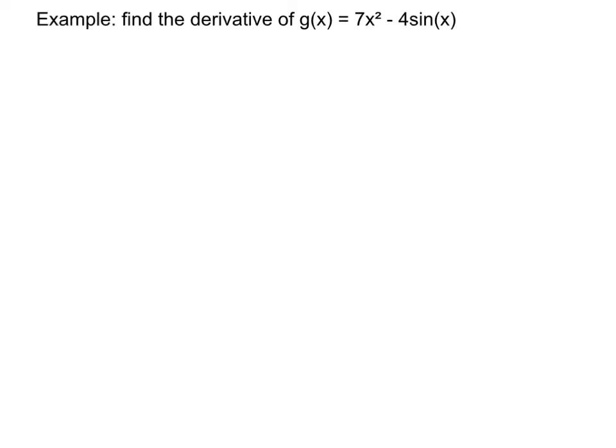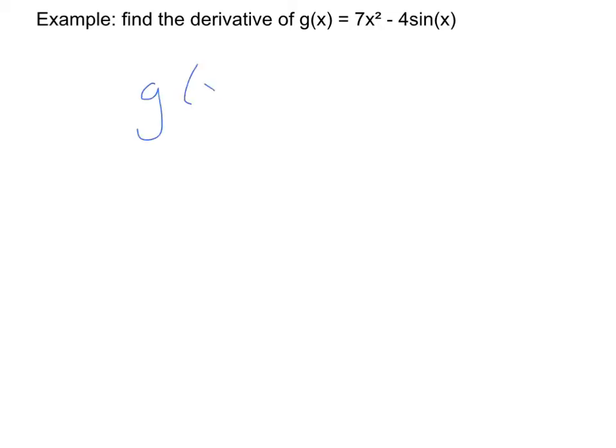All of our other rules for derivatives still apply. So in this example, we're going to sort of see that. This question is asking us to find the derivative of g of x equals 7x squared minus 4 sine x. I hope you remember that one of our rules for derivatives is that if you've got two things that are added or subtracted to one another, we can just handle these two things individually. Now the first part of this, 7x squared, we can just use our power rule on.